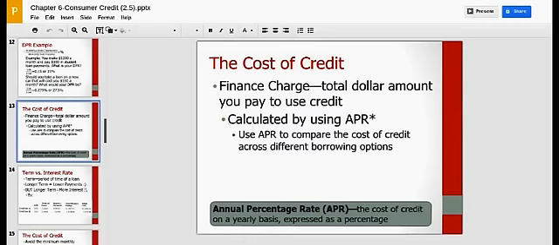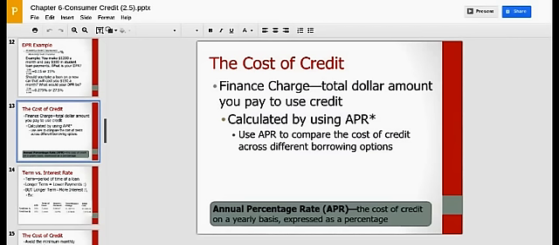Now, this is interest. The cost to borrow money is interest. You want to look at the finance charge. All right, that's the interest. Just another word for interest is finance charge. That's the total dollar amount you pay to use credit. All right, so let's just say I have a $50,000 college loan and the lender charged me a 12% interest rate, just throwing out numbers, that 12% interest, that's my cost of credit. That's my finance charge. This is calculated by using APR, what's called the annual percentage rate.